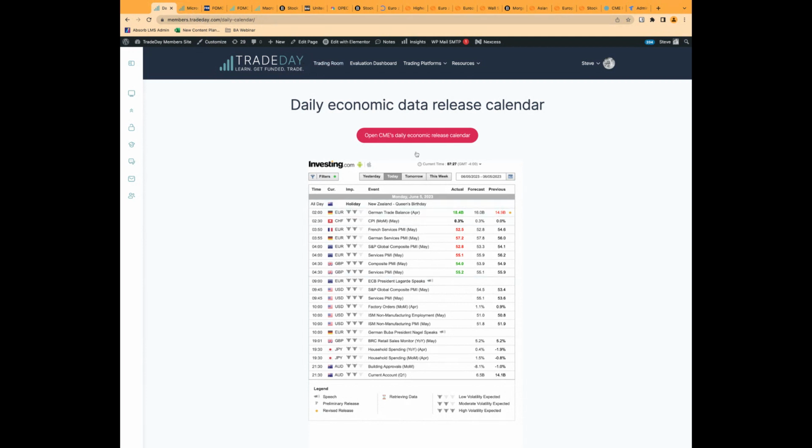Now, remember, this is in the trading room. You've got this calendar. You can also click here and go to the CME's own calendar. So we've got the investing.com calendar in here, which is very thorough, and the CME's calendar.